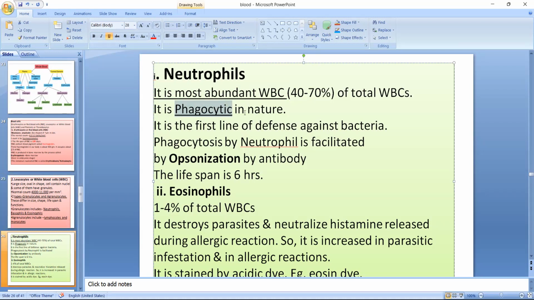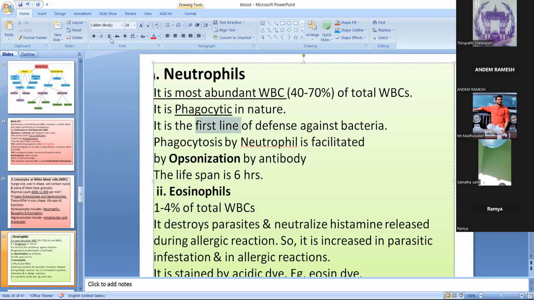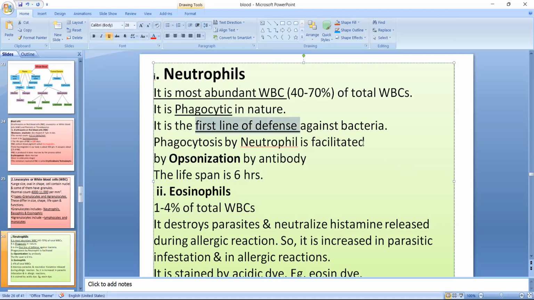I have told you many times that it is the first line of defense against not only bacteria but also against all microbes which enter into our body. That's why they are regarded as microscopic policemen of our body or scavengers of our body.